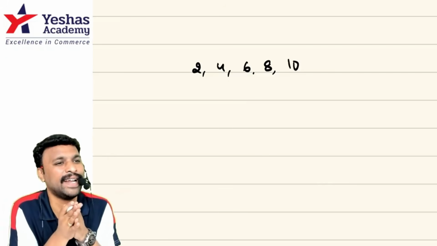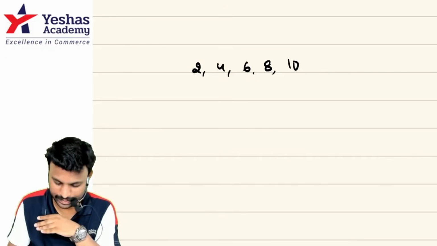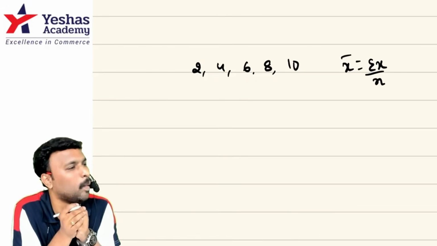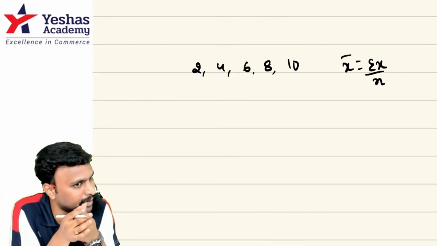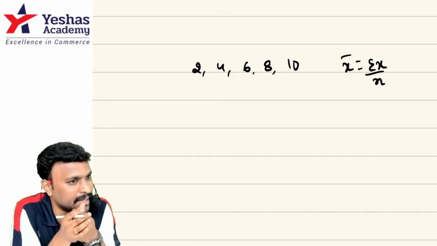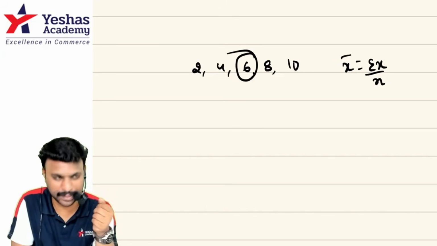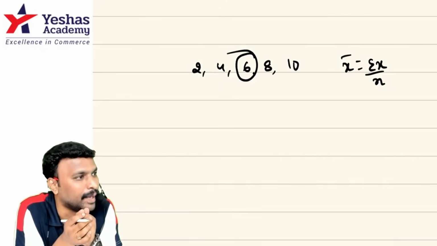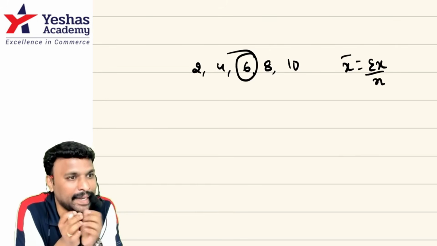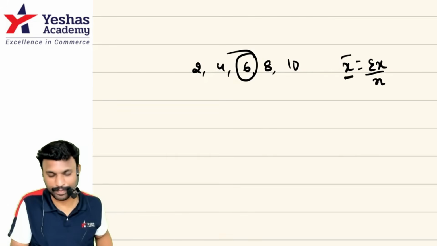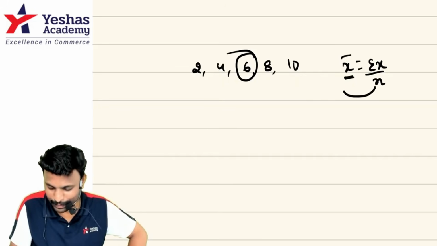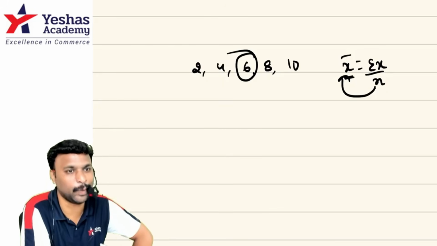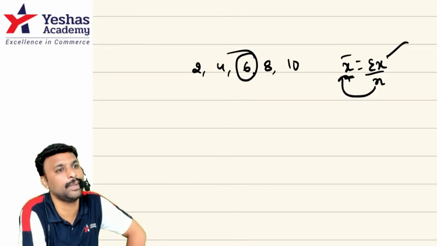Does everybody know how to find the arithmetic mean? What is arithmetic mean? Summation x by n. Correct? What does the arithmetic mean come to for these observations? 6. Don't you think 6 is the middle term? You're getting it. 6 is the middle term. Guys, if I have the arithmetic mean, I just have to multiply that with n, the total number of terms. I get the sum. Yes or no?